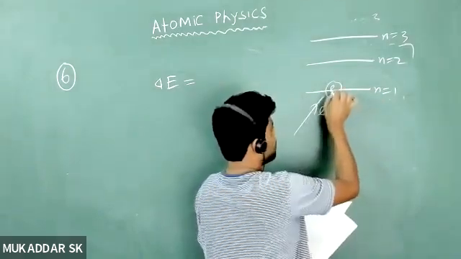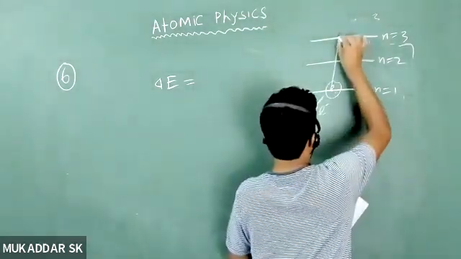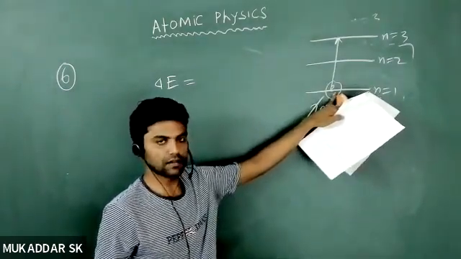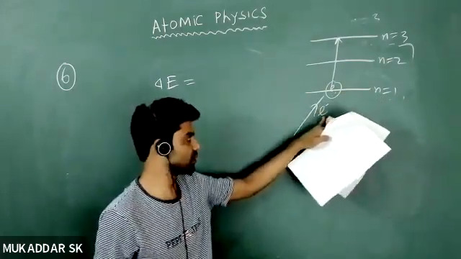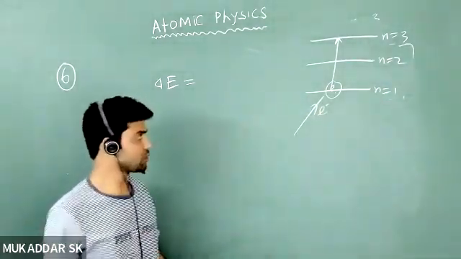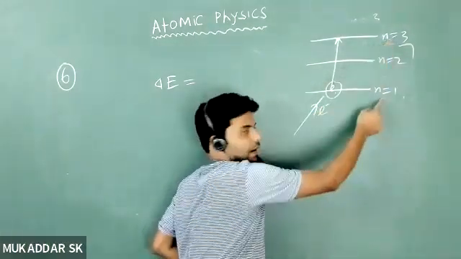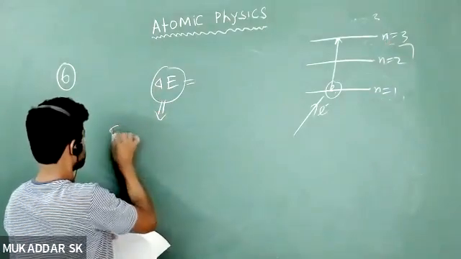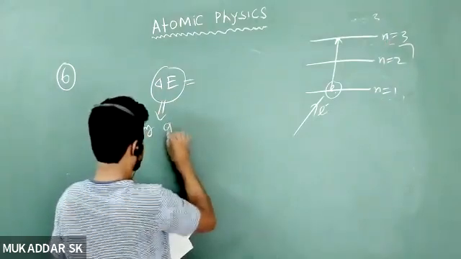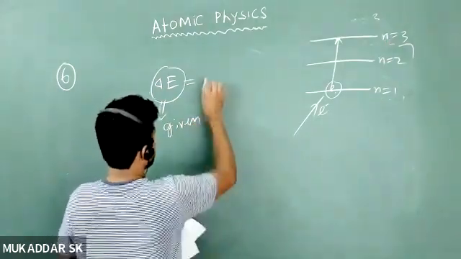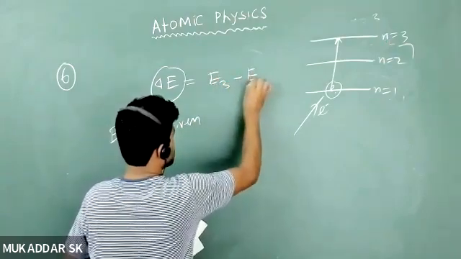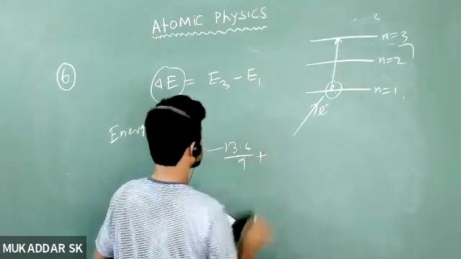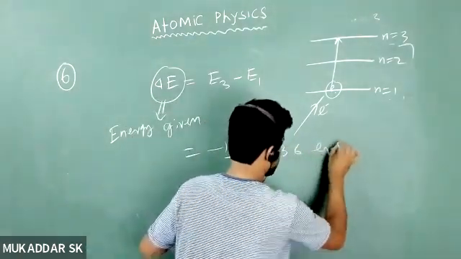This electron will give some energy to that electron and make it transition from n equals 1 to n equals 3. This is an inelastic collision since there is a loss of energy of this particle. How much energy will be given? It's very simple, just the energy difference between n equals 3 and n equals 1. So delta E, the energy given, will be E3 minus E1, which means minus 13.6 by 9 plus 13.6. Of course, the unit will be electron volt.